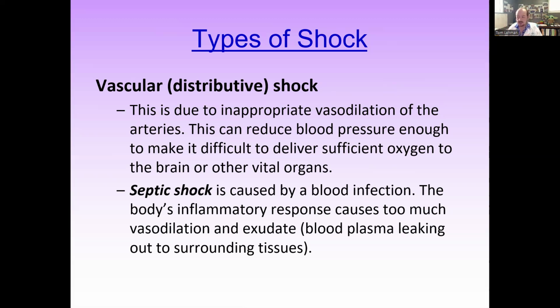There's 3 types of vascular shock. Septic shock is caused by a blood infection. Now, if you have an infection that's traveling through the bloodstream, your immune system is going to attack those pathogens. If you're in a localized spot, you'd have swelling in this area. But when you've got a vascular infection, now you're going to have inflammation here and here and here and here and here and here and here. And all that whole body inflammation is going to cause so much vasodilation and so much exudate, plasma leaking out of the vessels, that you're not going to have enough volume to be able to maintain good pressure. You're going to go into vascular shock.